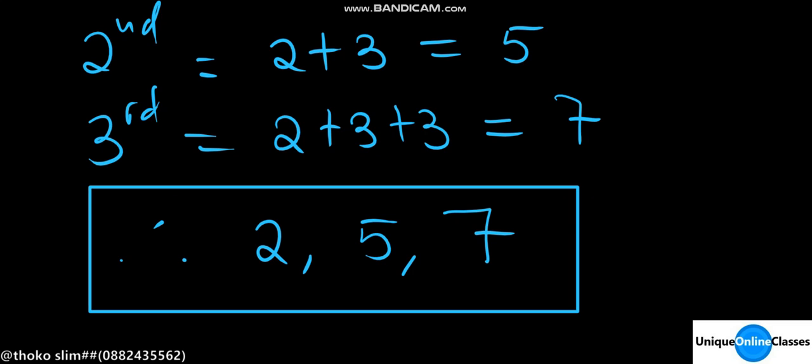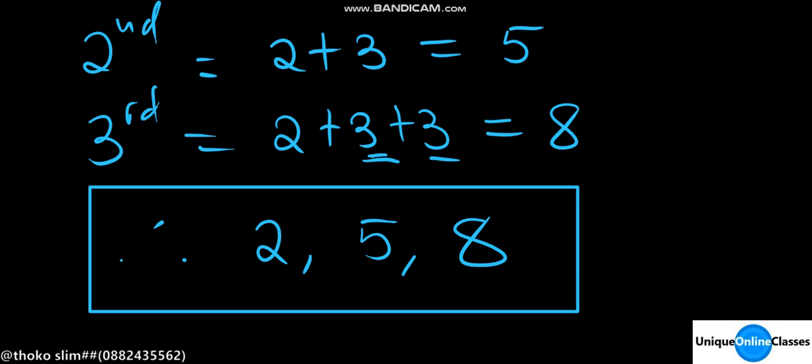But before I close this chapter, sorry, this one should not be 7. It should be 8, not 7. I made a mistake. This one that's 6, and the 6 plus 2 is 8. So yeah, this is 8. So the terms are 2, 5, and 8.